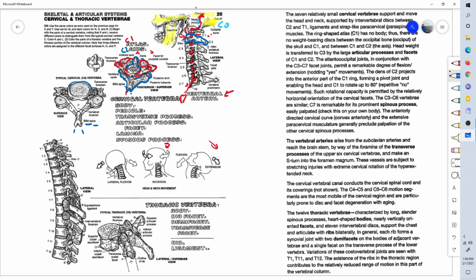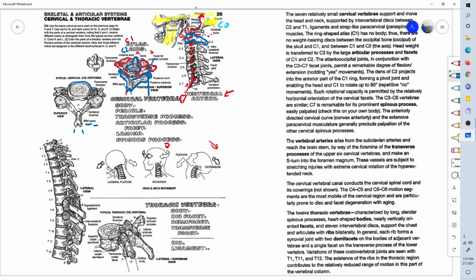And here is the transverse process of C2. And this vertebra, and here is the vertebral foramen, or the transverse foramen, excuse me, where the vertebral artery goes through, like that. But note this, and here's the bottom of C2, the body of C2 right there.